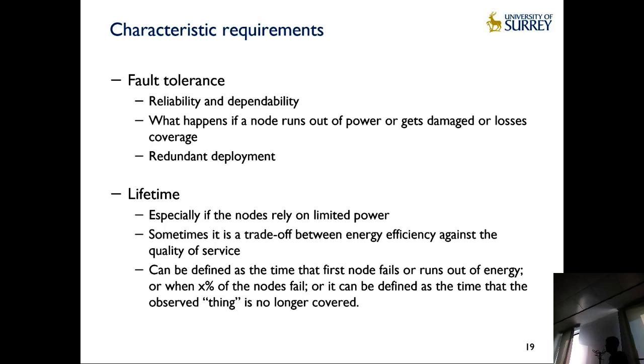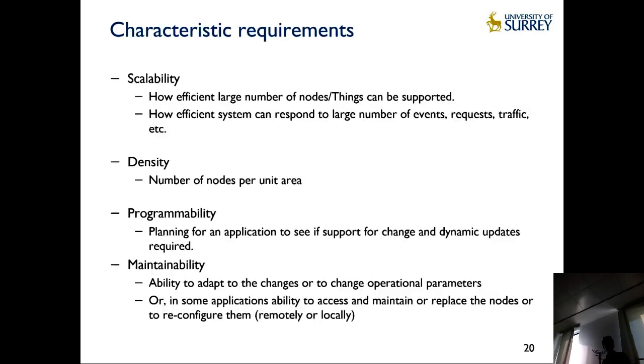Lifetime of your network. If you're monitoring something where you put your sensors in an environment where accessing and maintaining them is difficult, then you need to think of the lifetime of the network. A good example is putting sensors in marine areas, monitoring sensors for undersea life or temperature or pollution. And if the sensors are somewhere difficult to get to, then the lifetime of the network and energy efficiency become important.